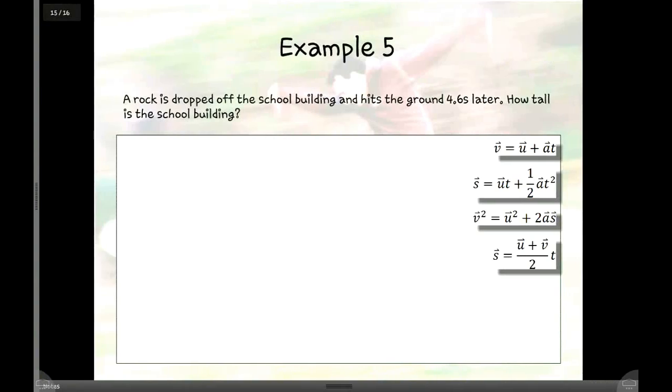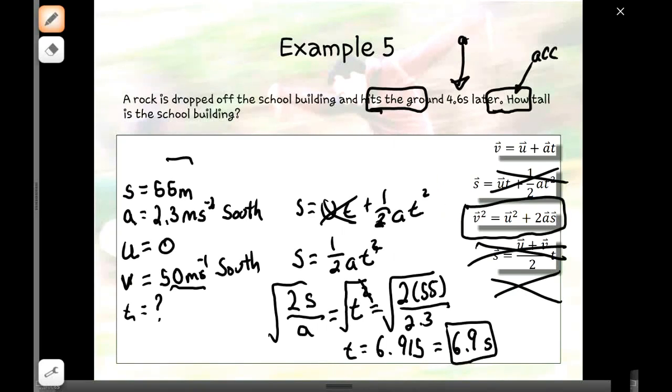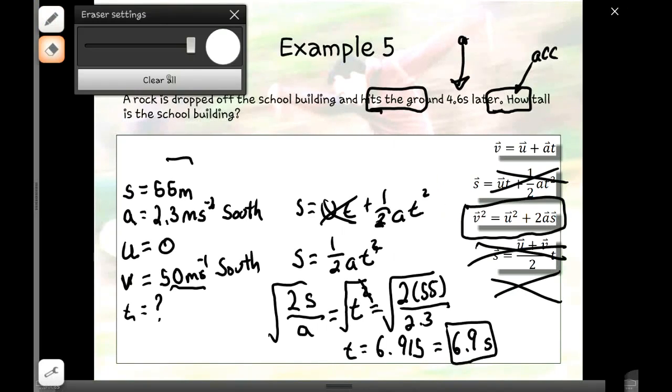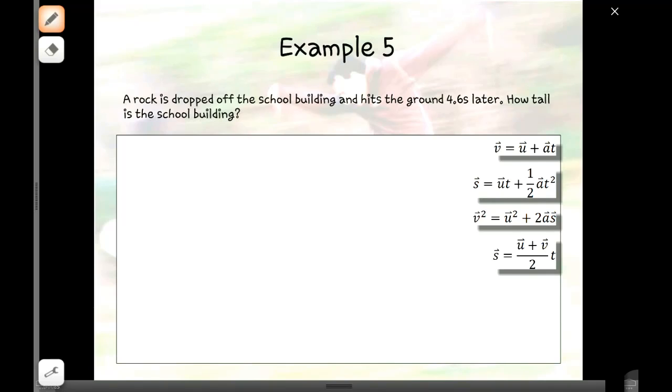So now we have a couple example problems. So let's go ahead and pull out something to write on so that we can fill this out. And we'll erase everything. So we have a rock dropped off a school building and it hits the ground 4.6 seconds later. How tall is the school building? So here's my school building. Let's go ahead and draw a picture. And I drop a rock. Splat. Okay, good. So I want to know how tall is it.